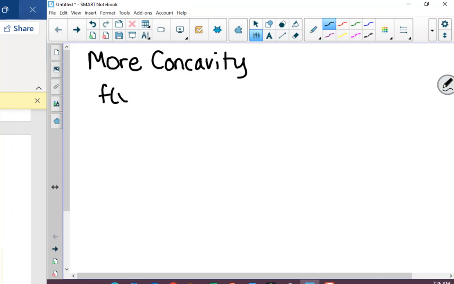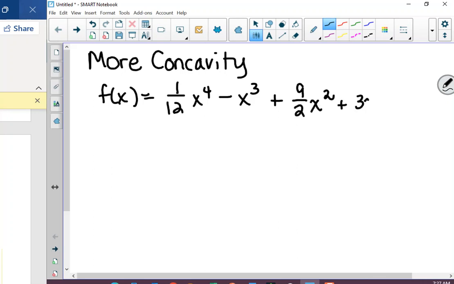Okay, so a little bit more with concavity, couple special cases. Let's say our original function is 1/12 x to the fourth minus x cubed plus 9/2 x squared plus 3x plus 1. Woo! That's a crazy function.